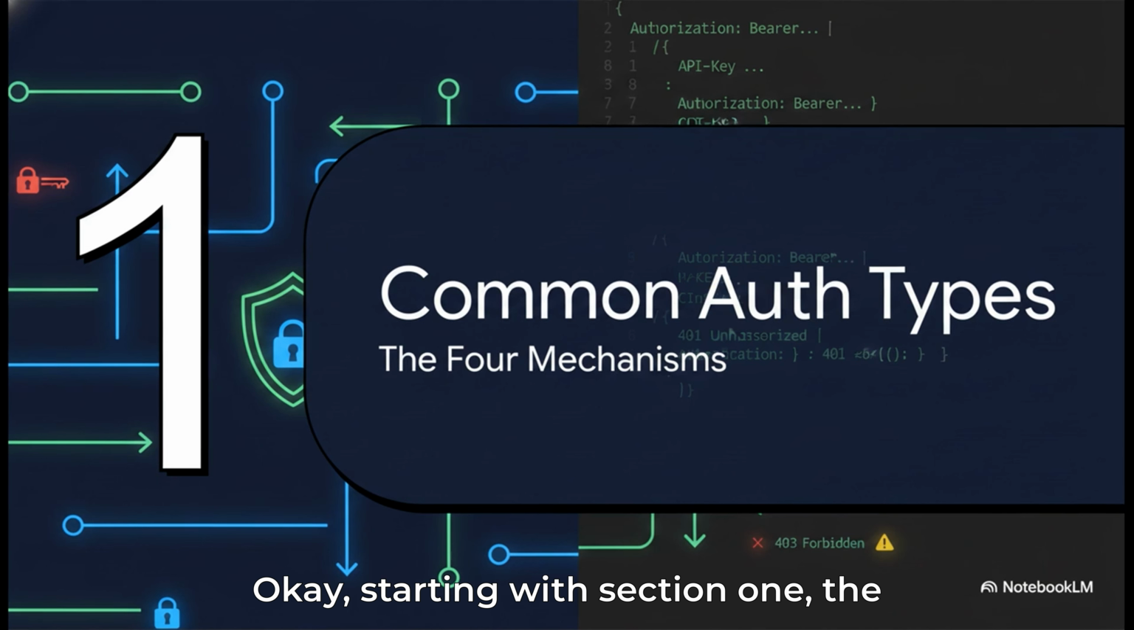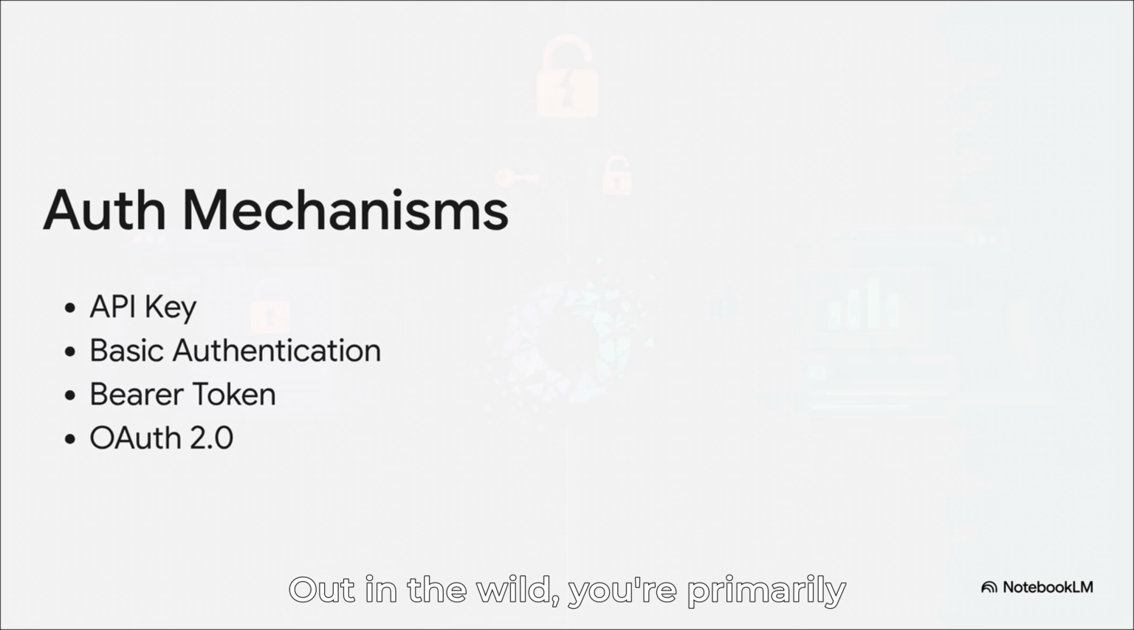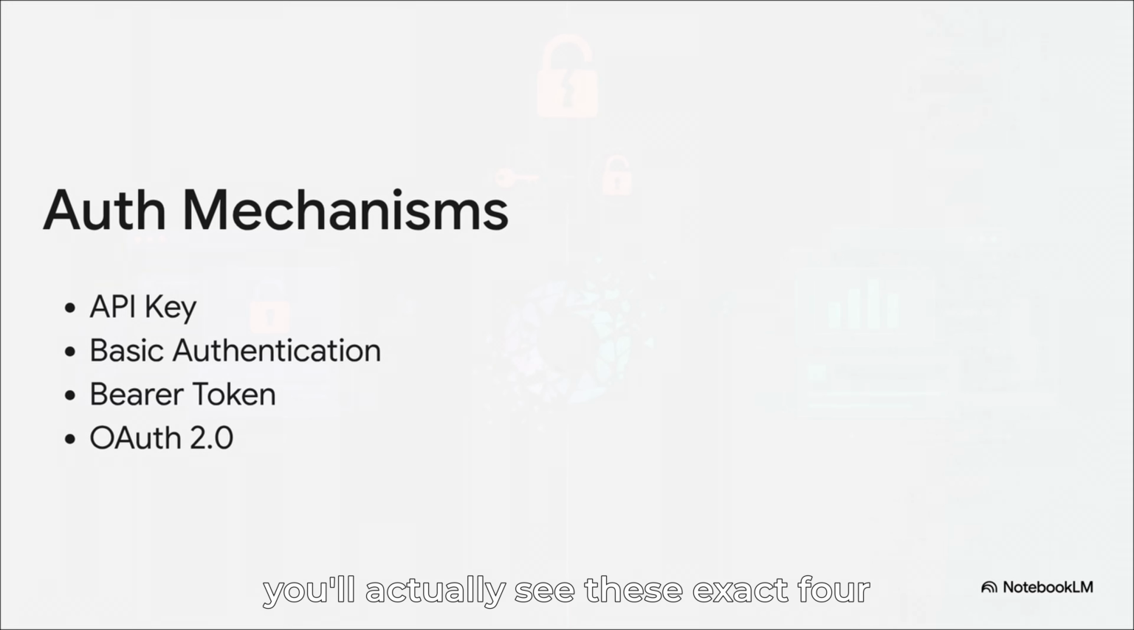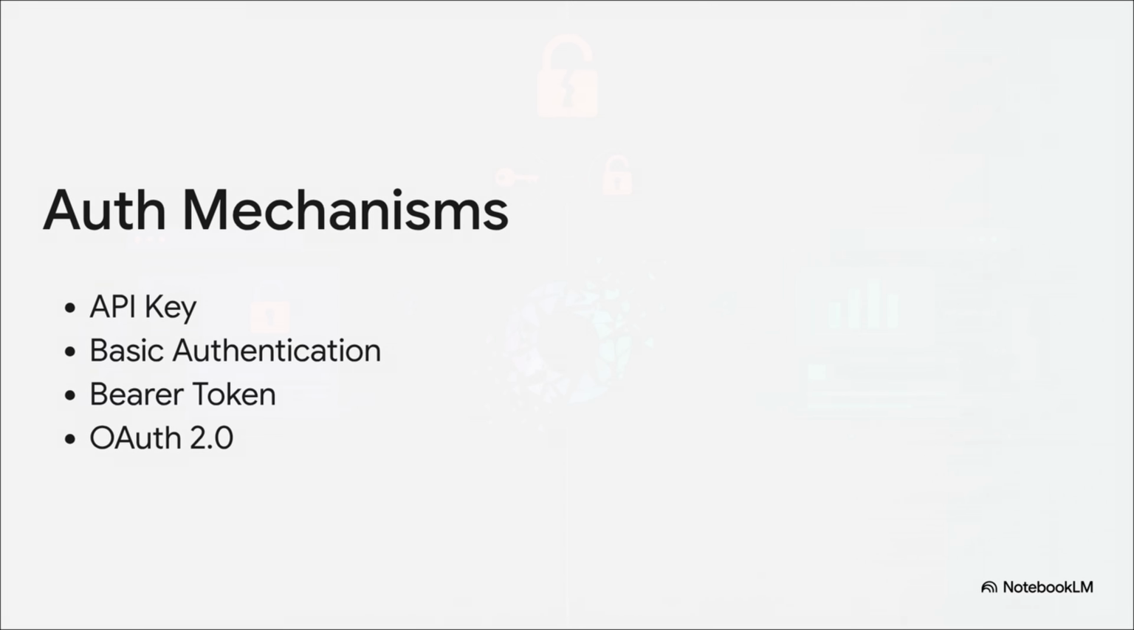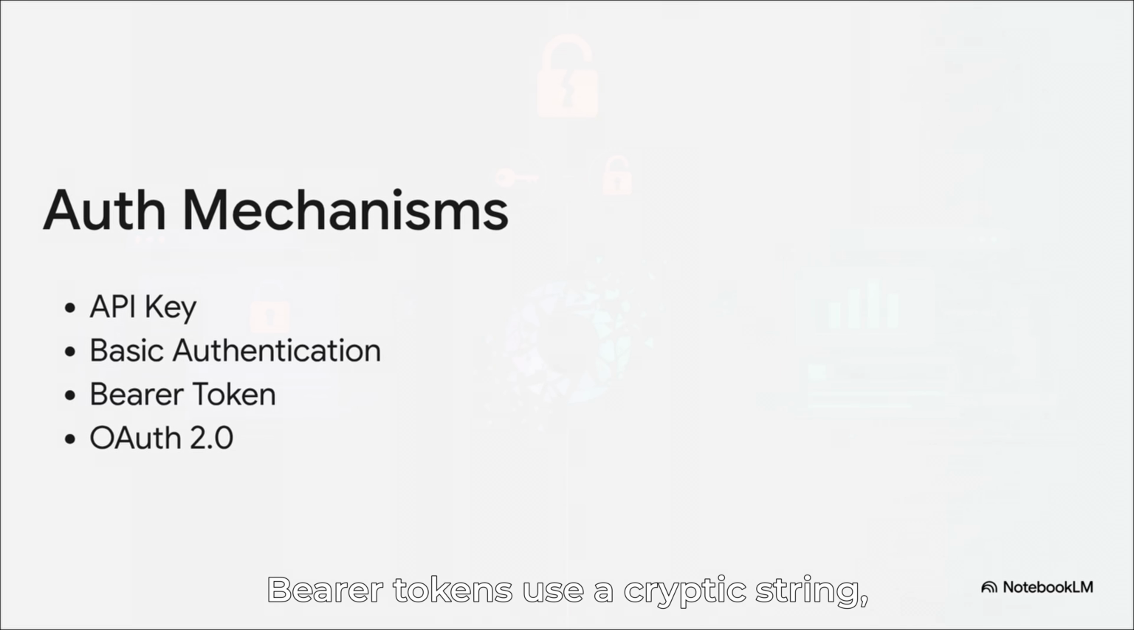Okay, starting with Section 1, the 4 common auth types you need to know. Out in the wild, you're primarily going to encounter 4 main mechanisms: API keys, basic authentication, bearer tokens, and OAuth 2.0. If you use a tool like Postman, you'll actually see these exact 4 options neatly organized right there in their Auth tab. An API key is usually just a simple string sent in a header or query parameter. Basic Auth sends a username and password that are encoded in base 64. Bearer tokens use a cryptic string, which is very often a JWT, to grant access. And OAuth 2.0 is really the broader framework that issues those tokens in the first place.